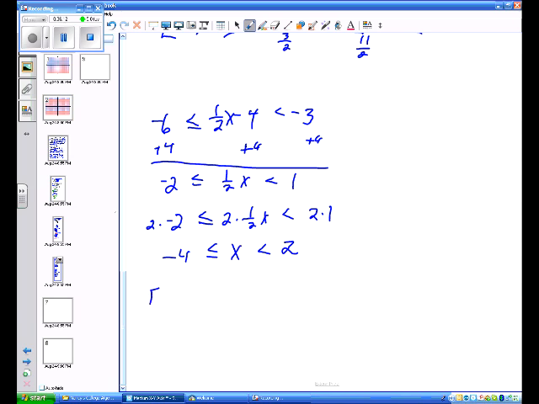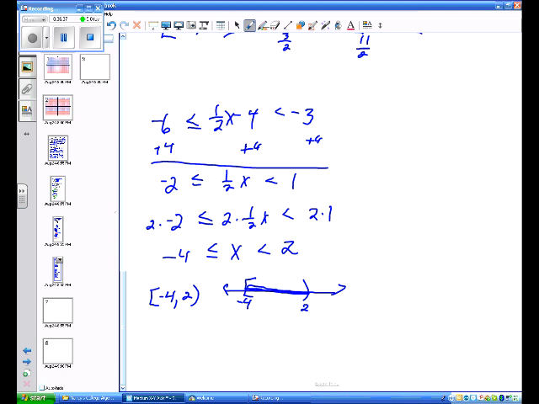In interval notation, it includes the negative 4, so we would do a square bracket, but it doesn't include the 2. In graphing, it's going to include the negative 4, but it's not going to include the 2. It's everything that's between there.